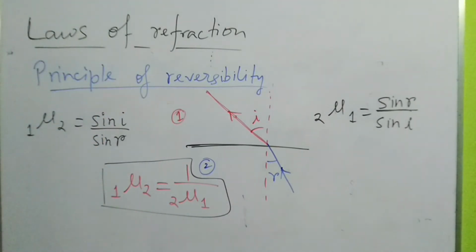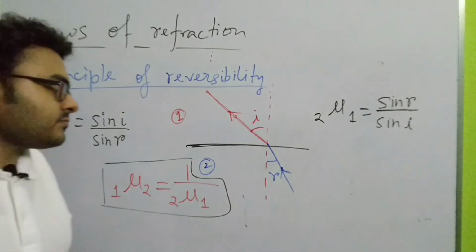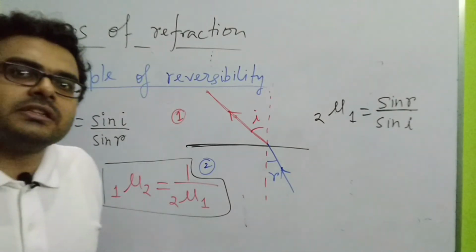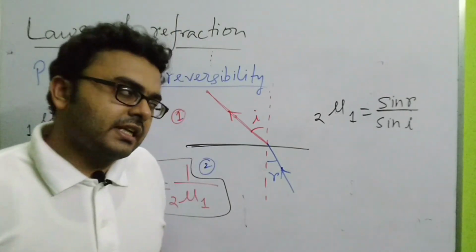Okay, so note it down. This is the principle of reversibility. So mu of 2 with respect to 1 is equal to 1 by mu of 1 with respect to 2. So this is the reciprocal. This is the principle of reversibility. So I think the concept of the principle of reversibility is clear. The light will follow the same path, just it will go back in the reverse direction.